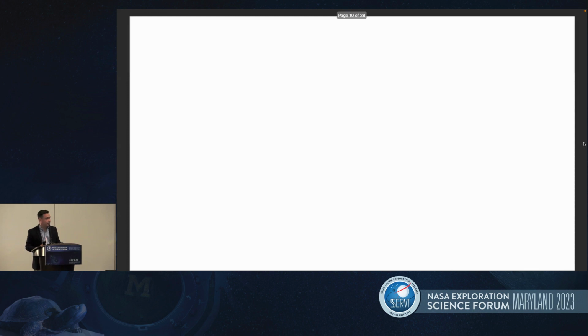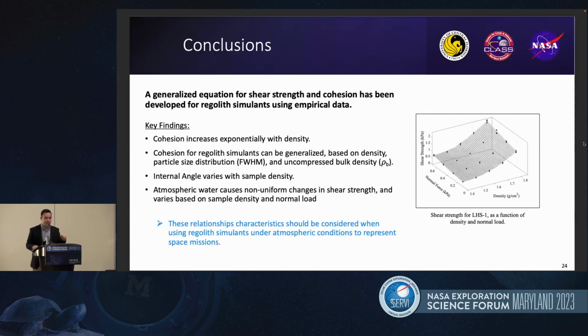Next slide, please. So in conclusion, we've put together, using empirical data, some generalized equations for cohesion and shear strength. Some of the key findings are that cohesion varies greatly with bulk density, as does internal angle, and then absorbed atmospheric water is another important consideration. And so if you're building stuff on Earth, testing instruments on Earth, it's important to include these things as considerations before trying to send it to the moon or other bodies. All right, with that, any questions?